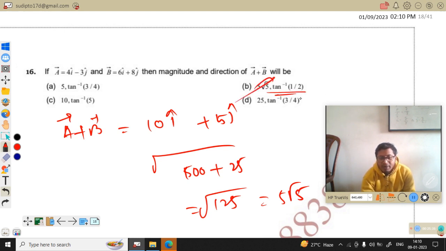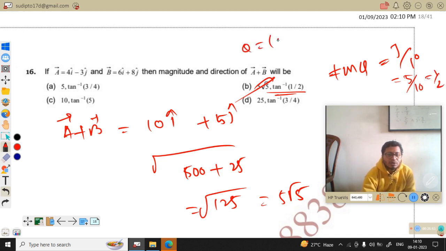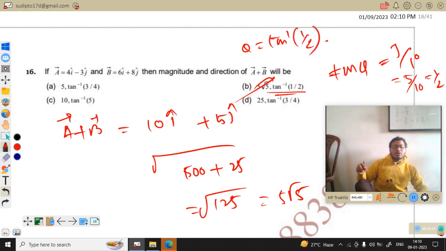And for the angle, tan theta equals the j cap component magnitude divided by the i cap component magnitude. The j cap component is 5 and the i cap component is 10, so it is half. So theta equals tan inverse half. Next question.